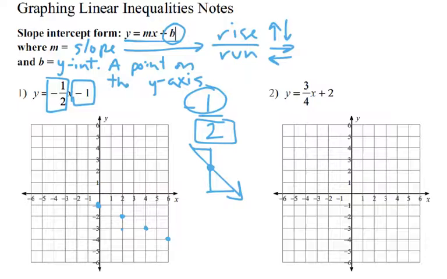Or, like we said, we can go down and to the right or up and to the left with negative slopes. So I can go up 1 and to the left 2, up 1 to the left 2, to get those points as well. Notice that it keeps that same shape. And we draw our line, right? If it's an equation, we can draw that line.